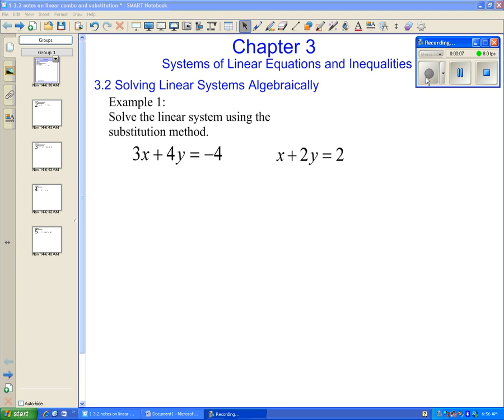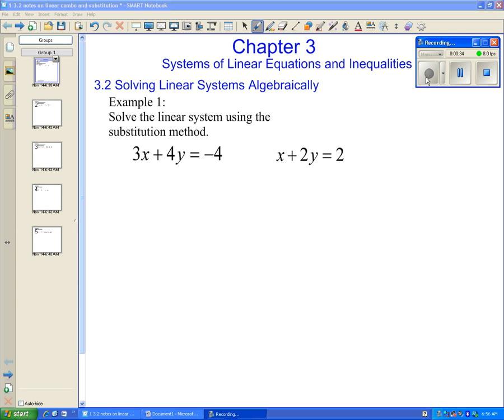Now what we're going to talk about is Chapter 3, new chapter, Systems of Linear Equations and Inequalities. We're starting at Chapter 3, Section 2, Solving Linear Systems Algebraically. What is a linear system? A linear system is more than one equation, and I'm trying to find the answer or the answers to this equation that answers all the equations in that system.